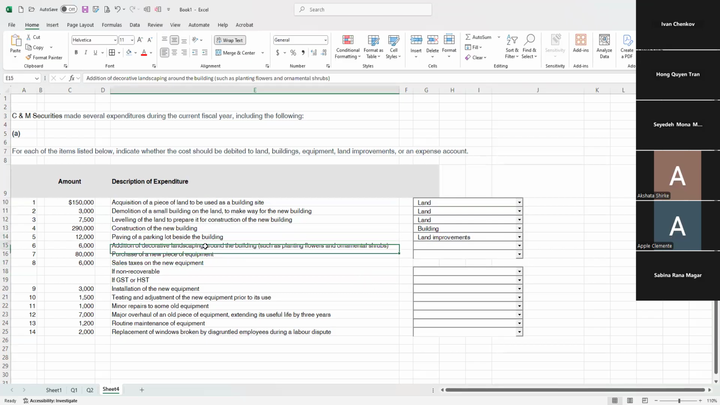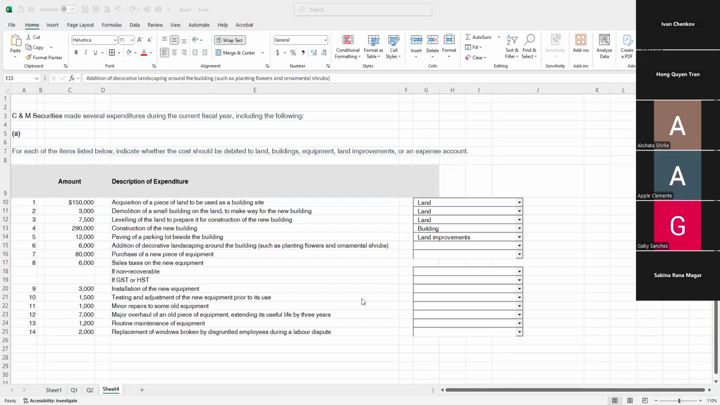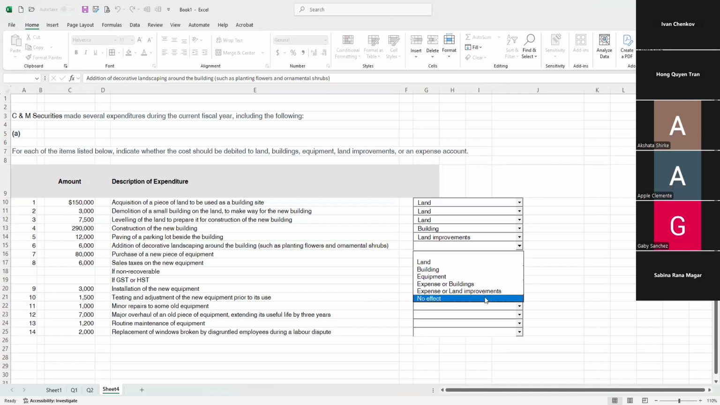Next one. Adding a decorative landscape around the building, such as planting flowers and ornaments, shrubs. What are we going to do with this? Land improvement. That will be one way, land improvement. Or the other option might be expense, right? Let's see what kind of options we have. Yeah, expense or land improvement. One of those. We don't have land improvement here as an option, right? We have either expense or land improvement.